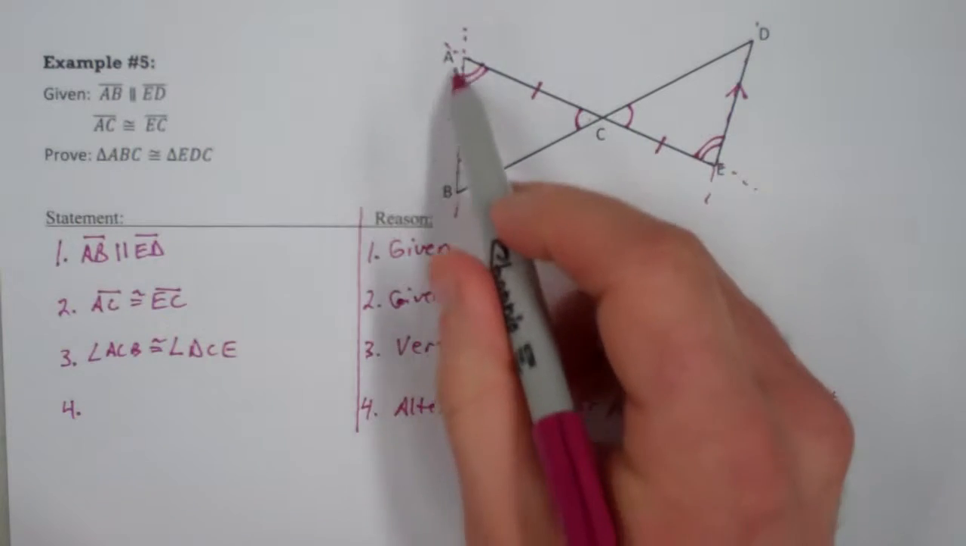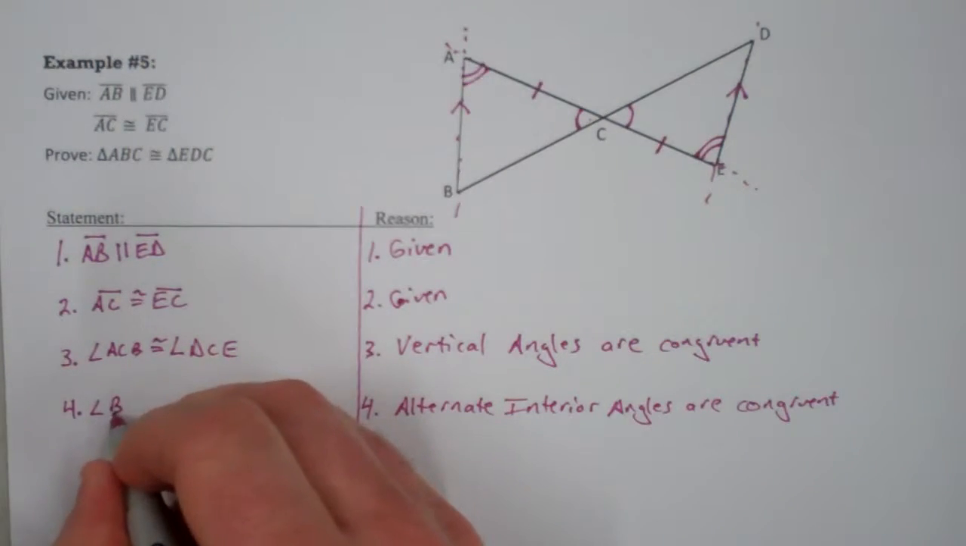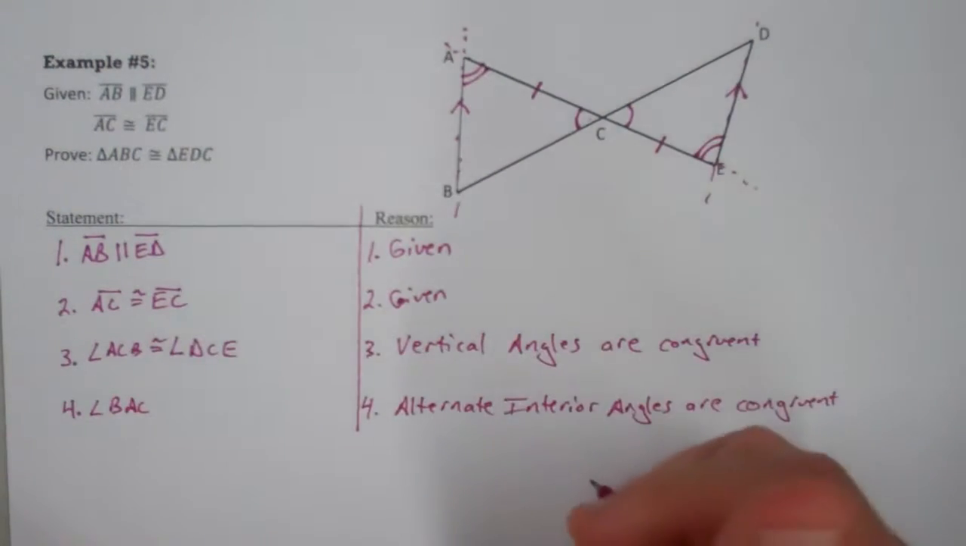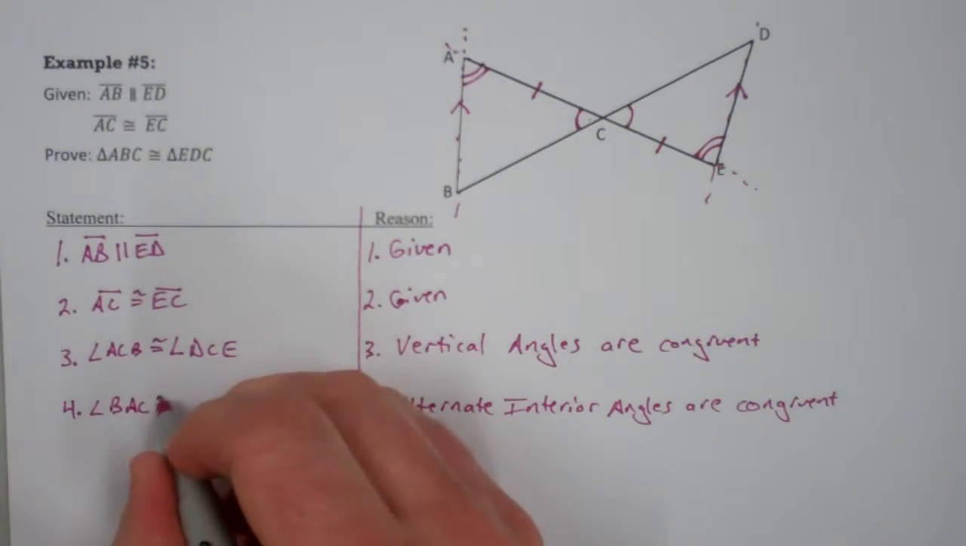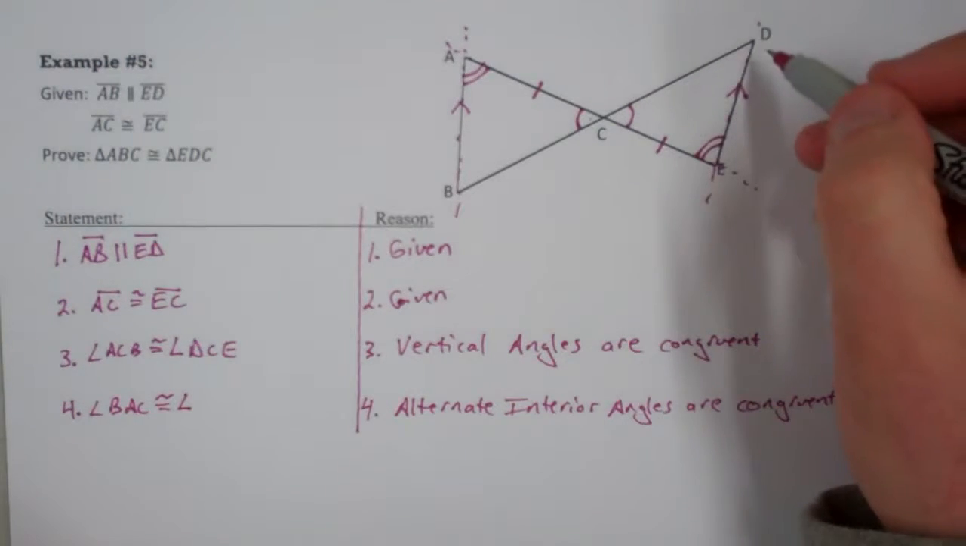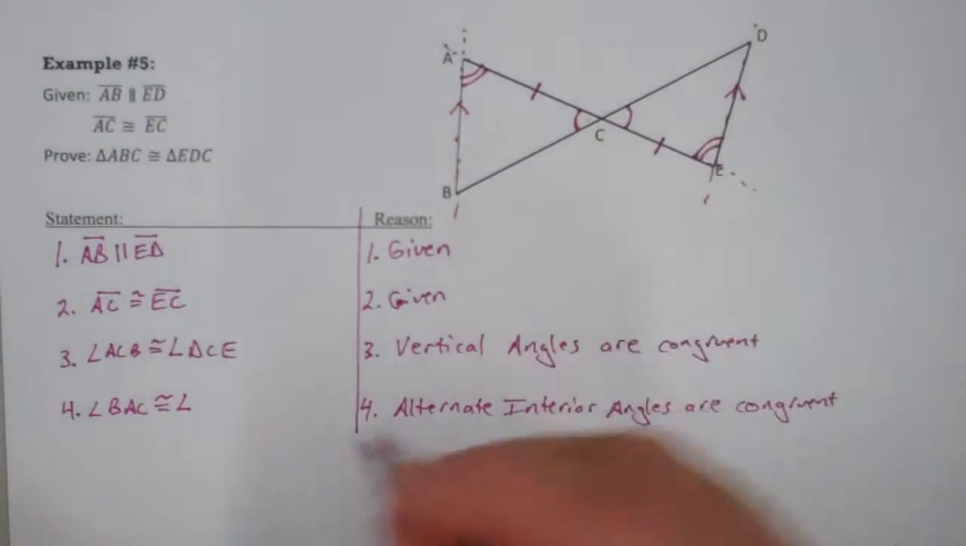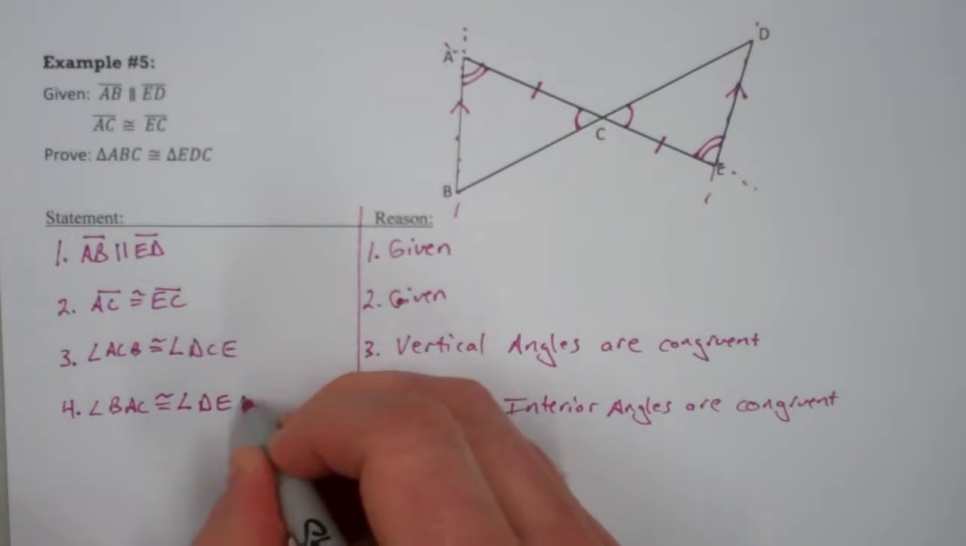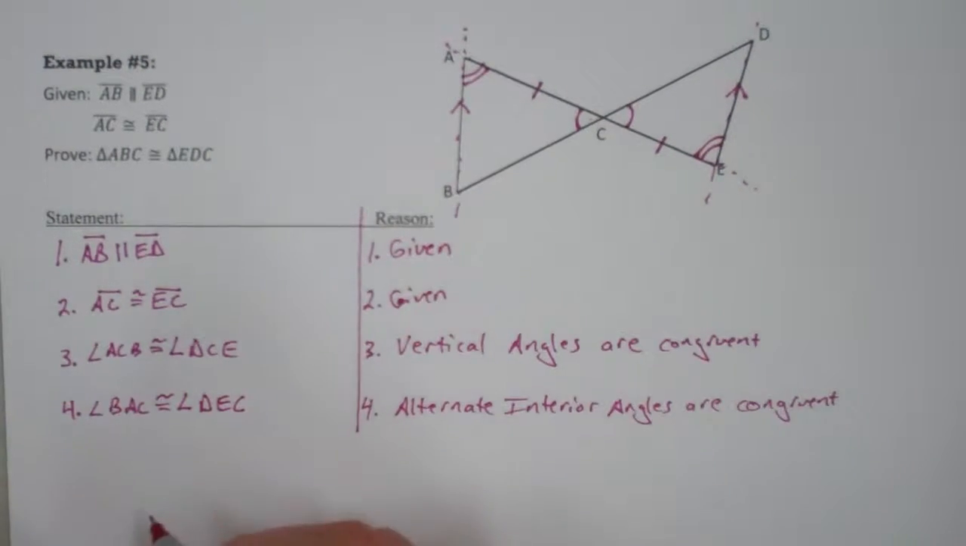We need to actually state here the angles on the left. So BAC will be the first one. A couple different ways to label that. You could just label it A if you wanted to. That'd be fine. Probably a little bit easier that way. But we'll go with the 3-letter naming convention here. So then we've got DEC also. That's the other angle right there.